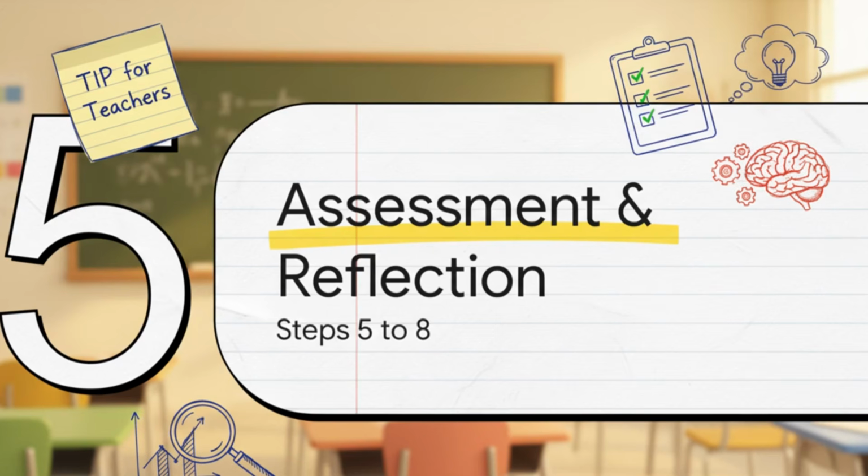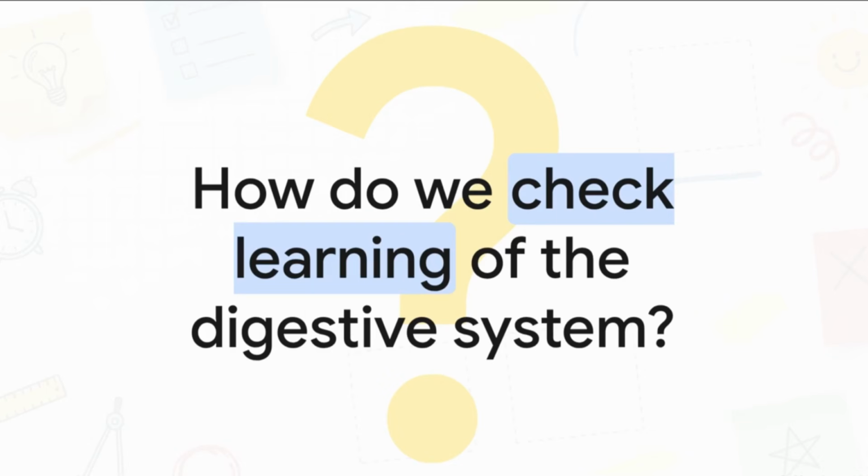Almost done. Section 5, Assessment and Reflection. Now we move to our verification steps to check if our grade 5 students actually absorbed what we just taught them. Look at this practical question. How do we actually check if they learned the parts of the digestive system? Before we fill it in, think about your own classroom for a second. What quick, effective checks do you usually like to use right before the period wraps up?